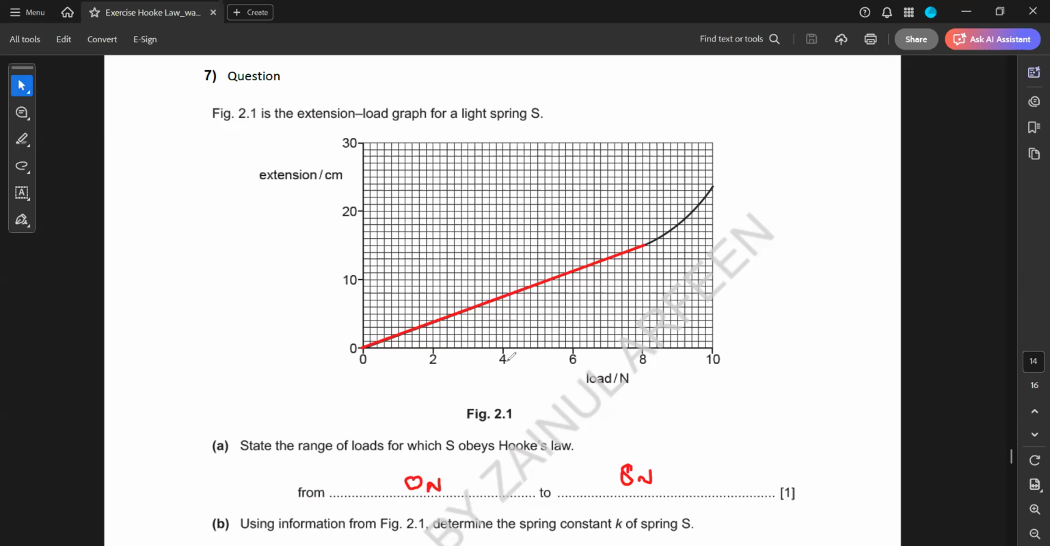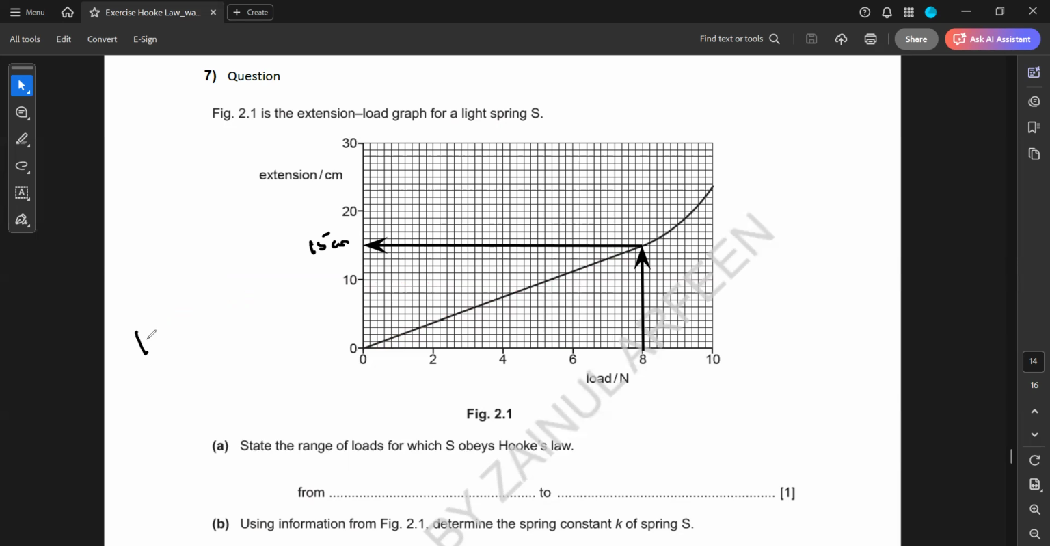Use the information to determine the spring constant. So how to get the spring constant? Spring constant is force divided by extension. So I will take any value of the force, it's up to you, any value of a force and relative extension, and you divide, you'll get the value for the K. So, for example, I'm taking 8 newtons, which is within the range where it obeys Hooke's law. 10 boxes equal to 10, each is representing 1. So this is representing 15 centimeters.